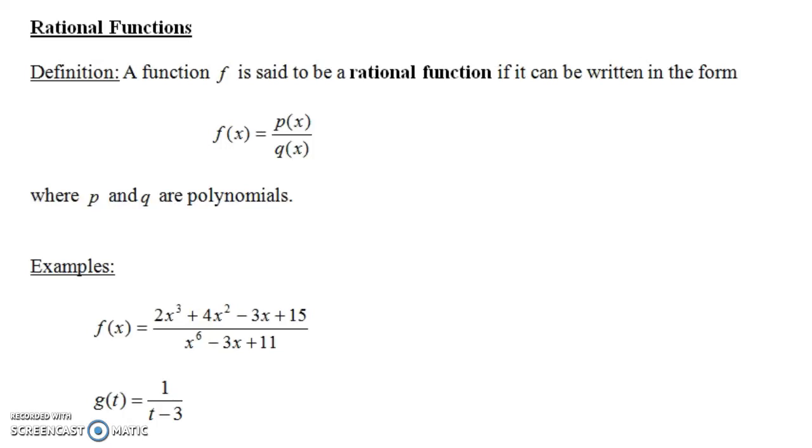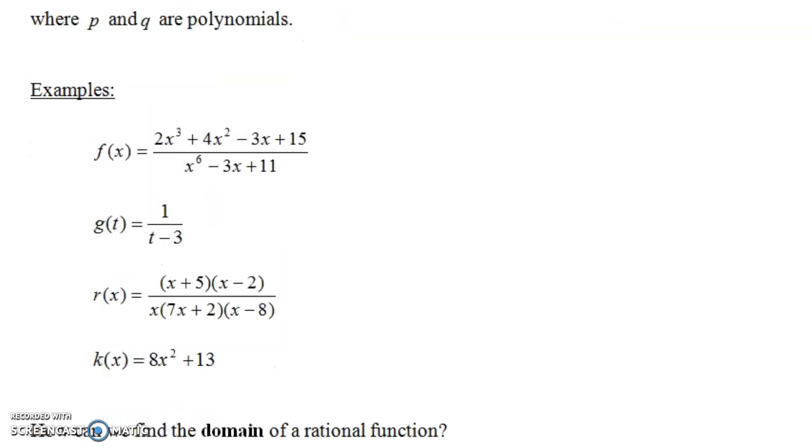In this video, we're going to talk about rational functions. Now, a function f is said to be a rational function if it can be written in the form p of x over q of x, where p and q are polynomials. So any function that can be written in the form of a polynomial divided by another polynomial, that's a rational function. So let's look at a few examples.